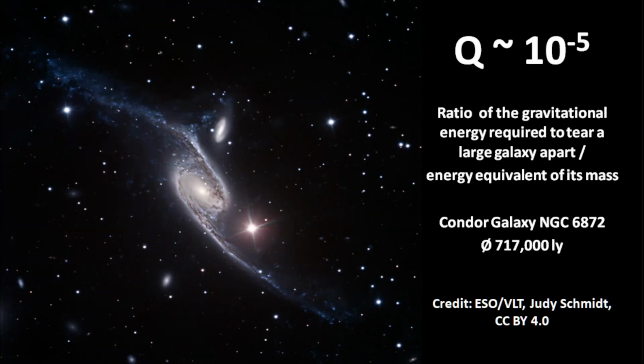Q is the ratio of the gravitational energy required to tear a large galaxy apart to the energy equivalent of its mass. Q has a value of 10 to the minus 5. If Q is too small, stars can't form. If Q is too large, it would lead to a violent universe where stars could not exist. The Condor Galaxy, NGC 6872, is a large barred spiral galaxy with a diameter of 717,000 light-years. It is located 212 million light-years from Earth in the constellation Pavo.